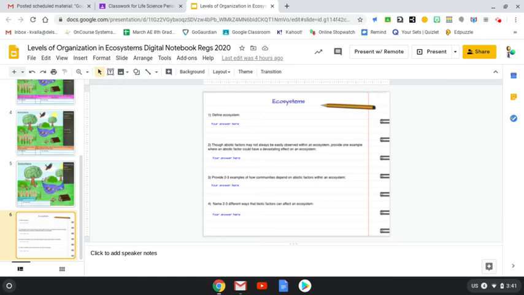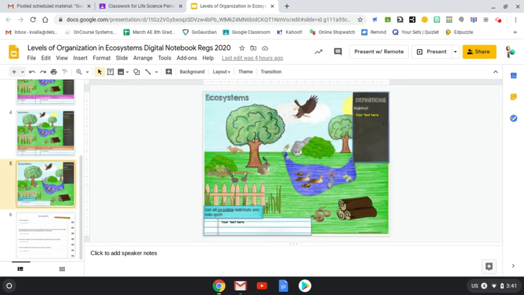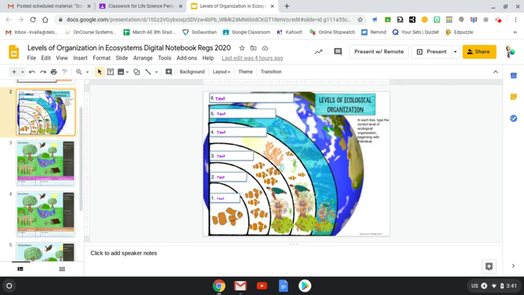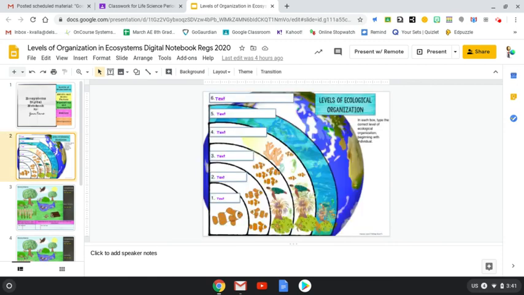Number 3, provide 2 to 3 examples of how communities depend on abiotic factors within an ecosystem. And then lastly, 2 or 3 different ways that biotic factors can affect an ecosystem. Okay, so go through, answer those questions. A pretty straightforward lab for today. Again, your discussion questions, and then pretty much the same graphic on each of these slides. You just have different questions and different levels on that slide.